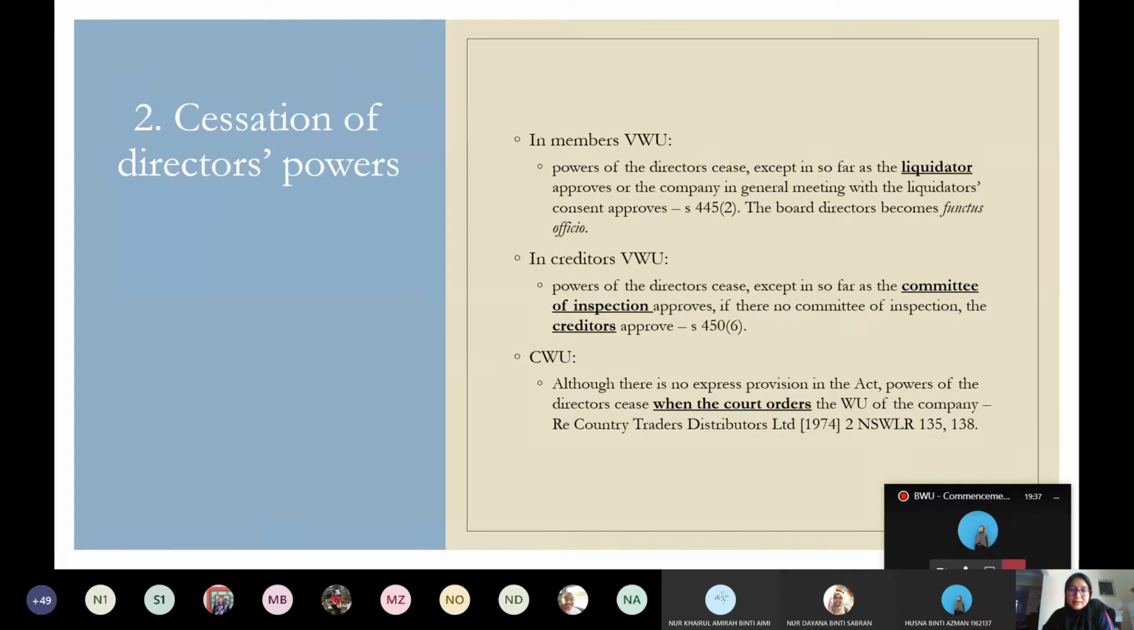Sama je juga kat sini, except if the liquidator approves. For example, there are certain situations in which the liquidator feels that the director has to function, so it must be subject to the liquidator's approval. So the board of directors becomes functus officio, dipanggil. Functus tu maksudnya dah tak berfungsi lagi. Okay, so that is the next effect of the winding up.